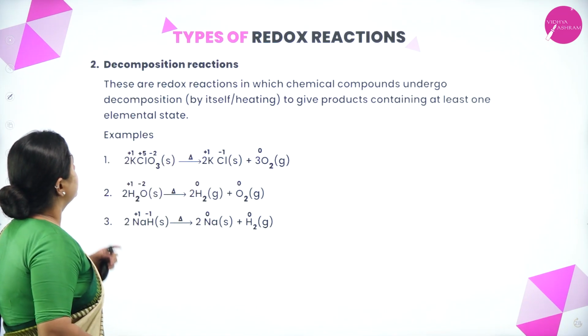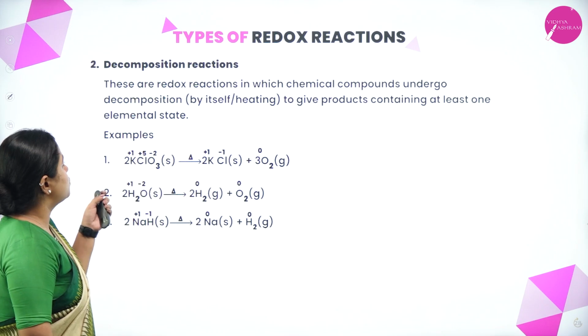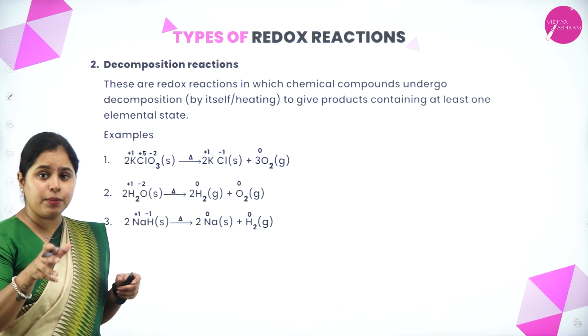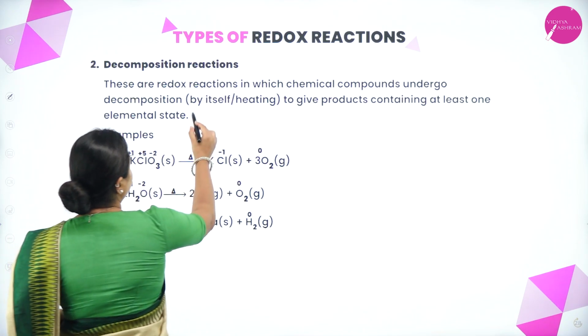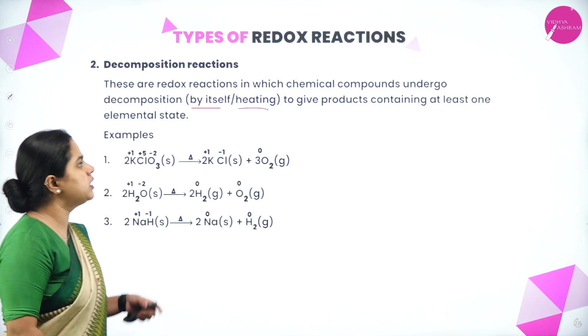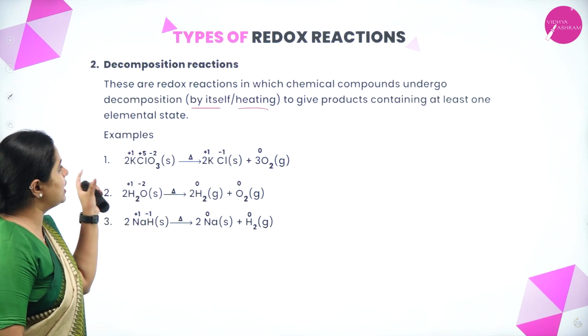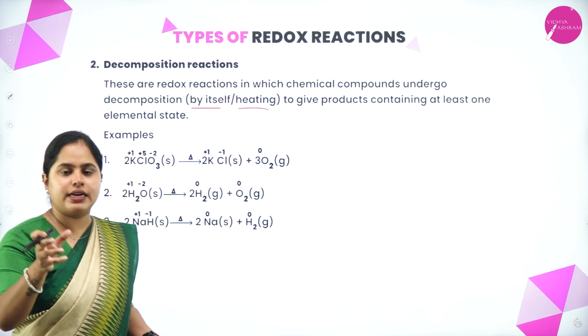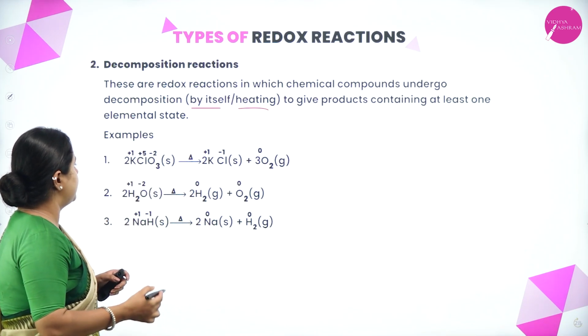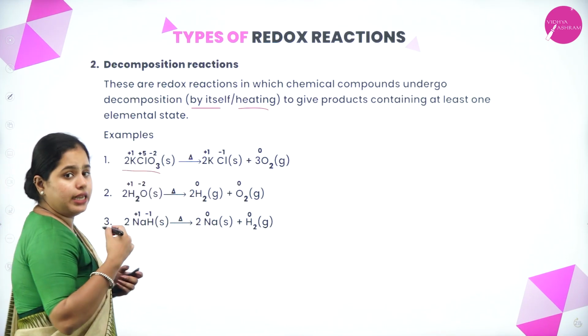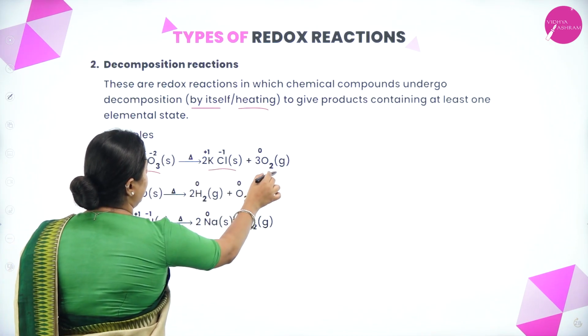Next moving on, the decomposition reactions. These are redox reactions in which a chemical compound undergoes decomposition. It can happen by itself or by an external source, by heating it, to give products containing at least one element in the elemental state. So one reactant is getting decomposed into smaller products. So let's see here 2KClO3 is decomposed into 2 moles of KCl and 3 O2.